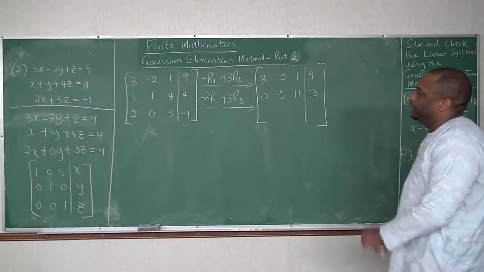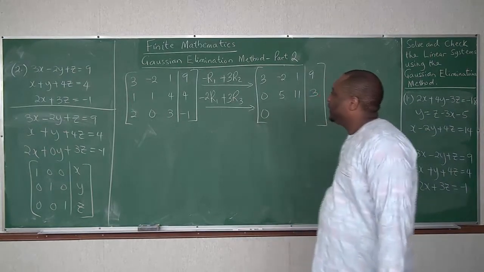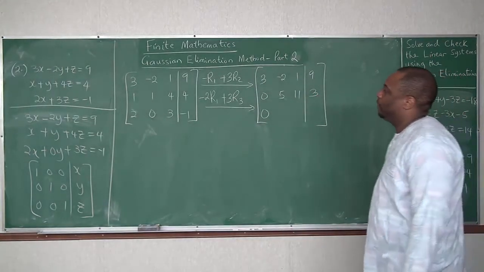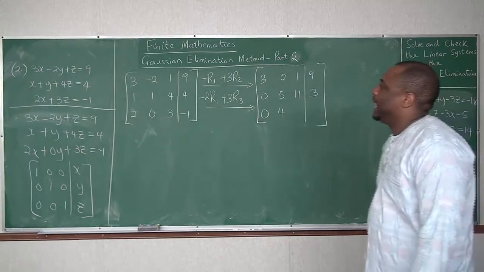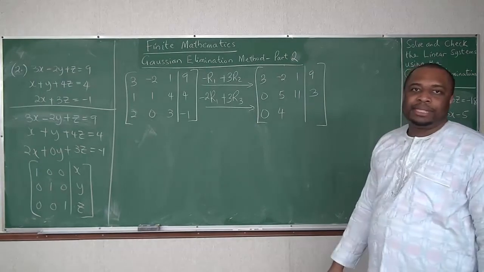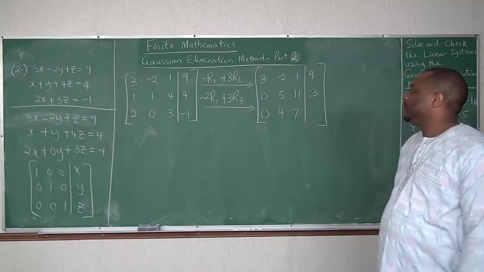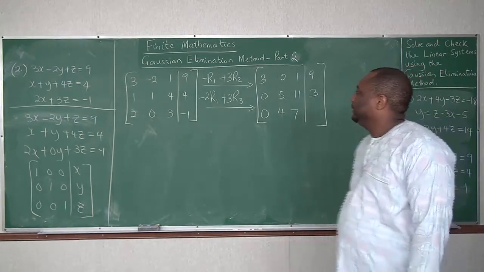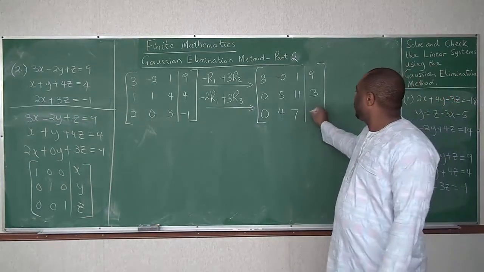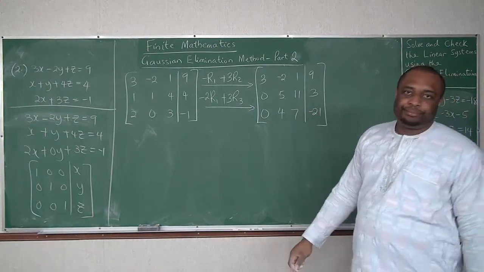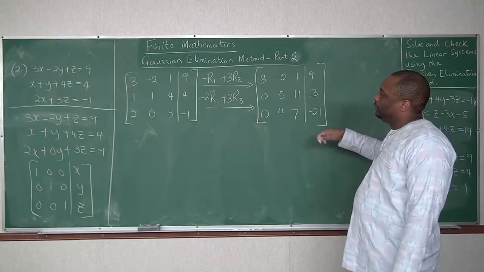Okay, then row 3. -6 plus 6 is 0. -2 is 4. 4 plus 0 is 4. -2 plus 9 is 7. Right? Then -18 minus 3 is -21. Okay? So we've done this row.